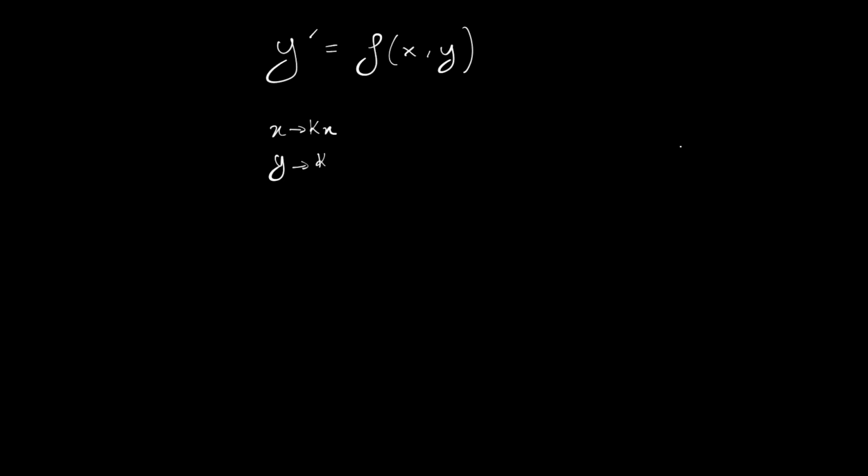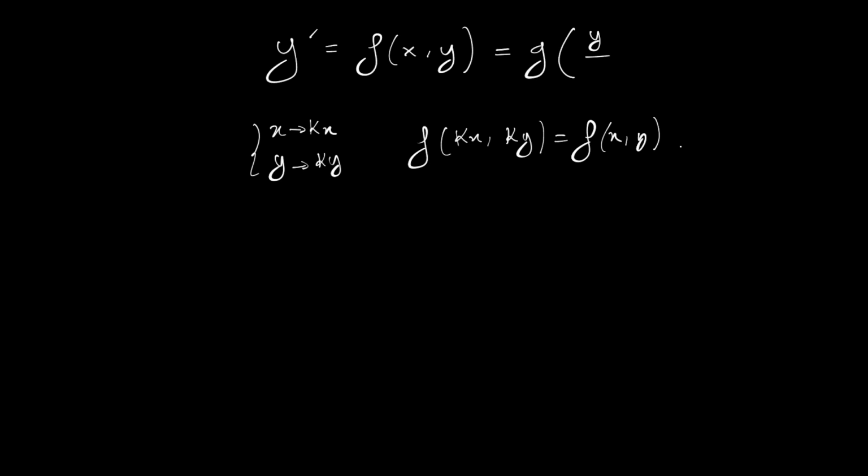by ky, the constants k cancel out and the function doesn't change. I can write it like this. And here we can always rewrite f as a function of the ratio y over x. For example, g of y over x. To understand this, let's look at an example to verify this property.